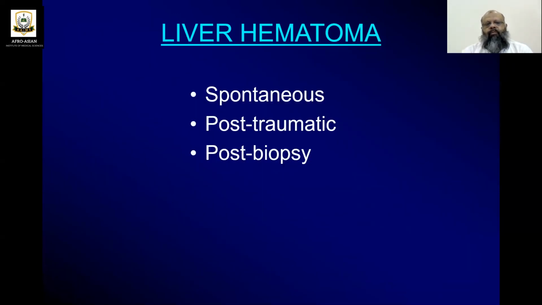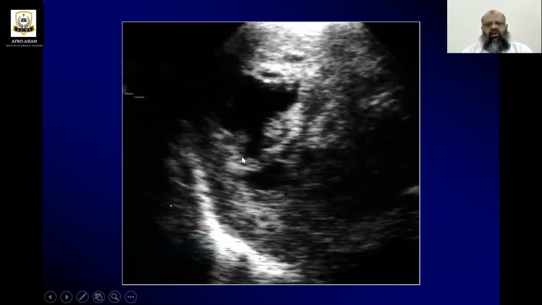Liver hematoma can be spontaneous, post-traumatic, or post-biopsy. This is one of the hematomas. As I mentioned, it depends upon the age of the hematoma also. In the beginning, the solid contents will be more, and then there will be autolysis of proteins, which will increase the liquid contents within the hematoma.